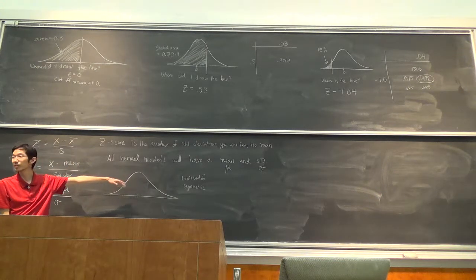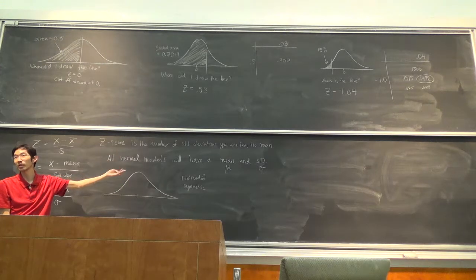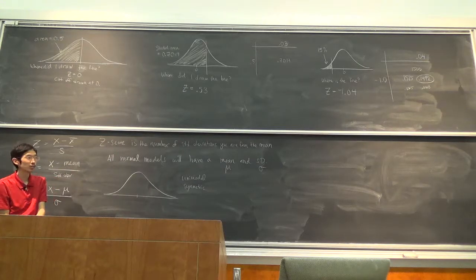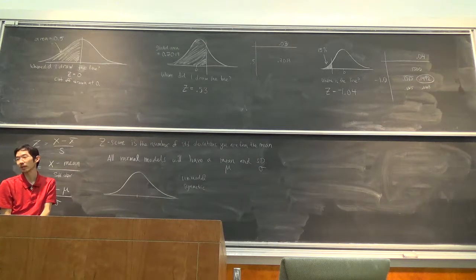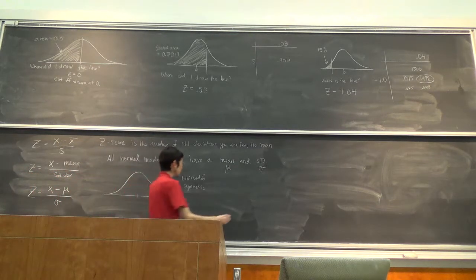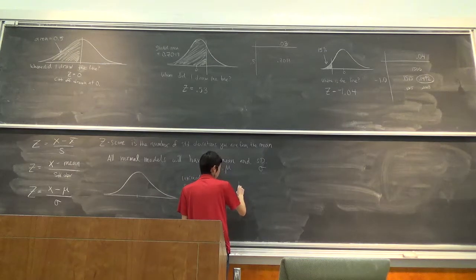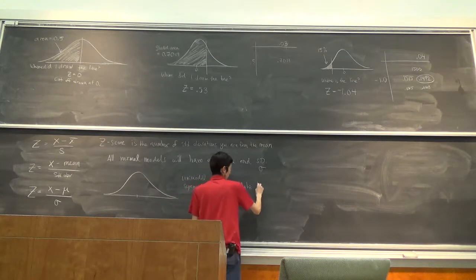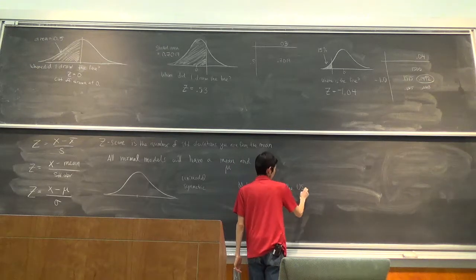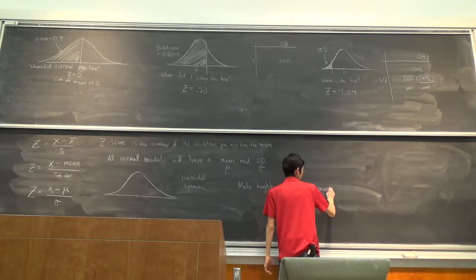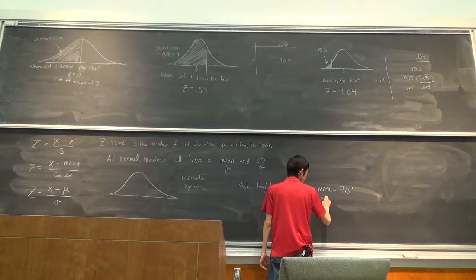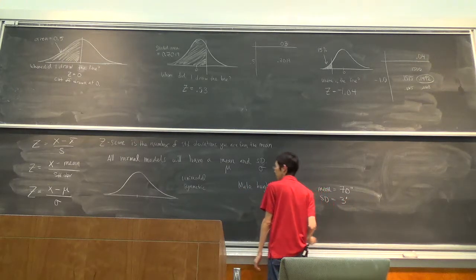Okay? So when we're talking about people's heights, they follow a normal model. Let's say the height of men in the United States. The average, the mean, is about 70 inches, about 5'10", give or take half an inch or so. So for male heights in the U.S., the mean is equal to 70 inches, and the standard deviation is equal to 3 inches.